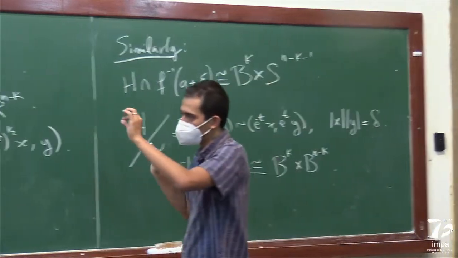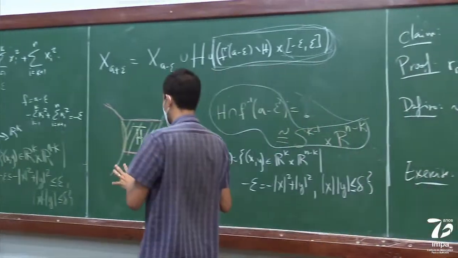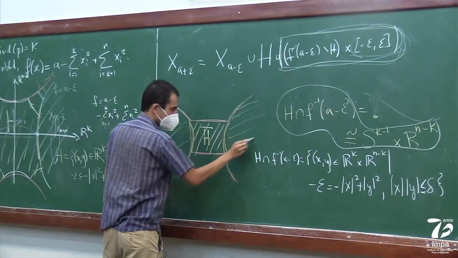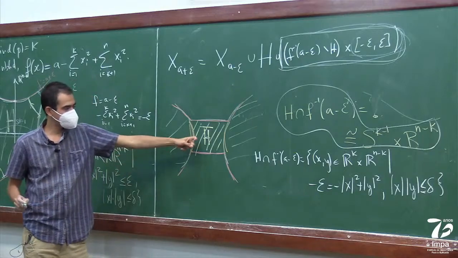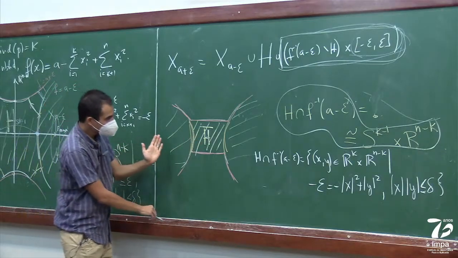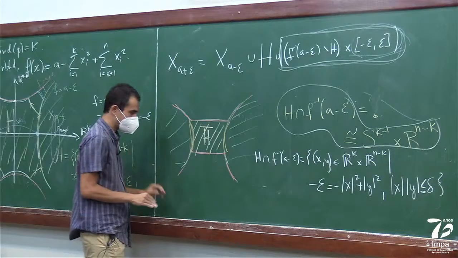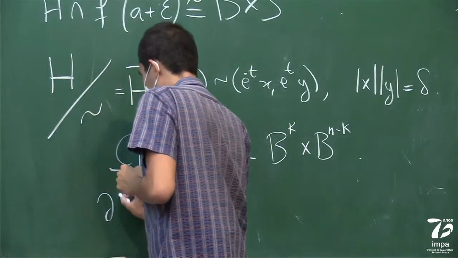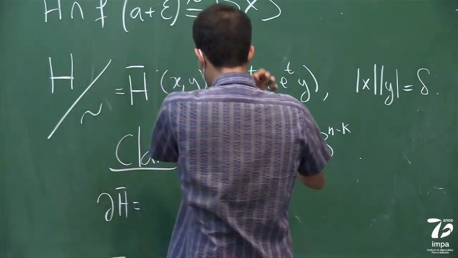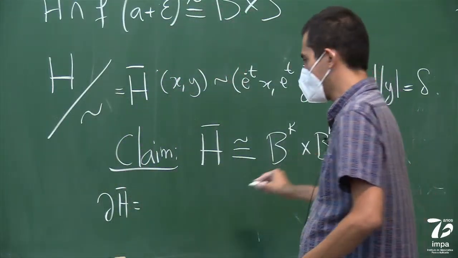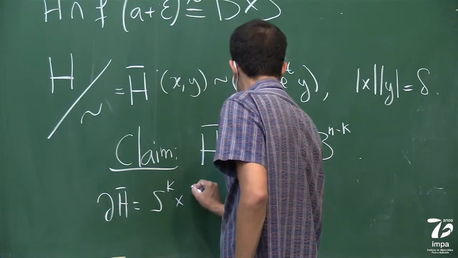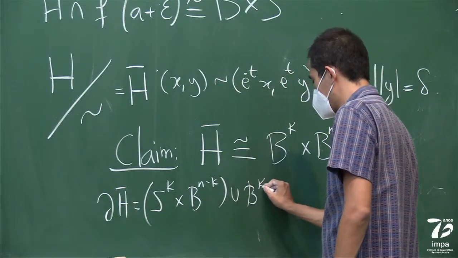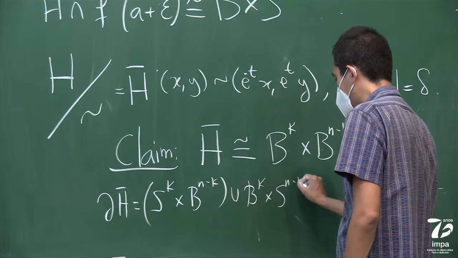So once you collapse, what's the situation that you have here? You had an original manifold, and you were gluing this H bar in the following way. First, you're dividing the boundary of H bar in two parts. So I basically have first the boundary of this guy times this guy, so I have S^k times B^(n-k). And then I have B^k times S^(n-k-1).